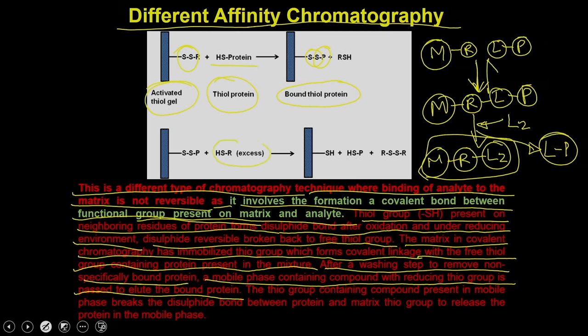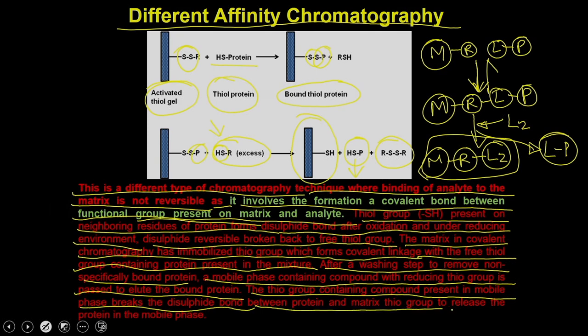So first you do the washing step, and then you add an excess amount of the thiol group. This thiol-containing chemical agent is going to replace the protein, generating the matrix containing the activated thiol, and the protein is released from the matrix. So the thiol group containing compound present in the mobile phase breaks the disulfide bond between the protein and the matrix thiol group to release the protein into the mobile phase, and that's how you can elute.